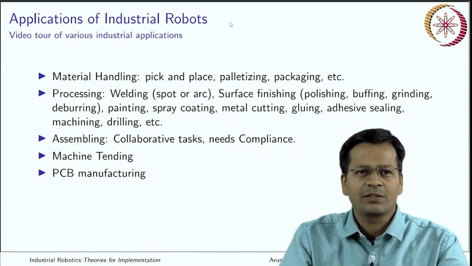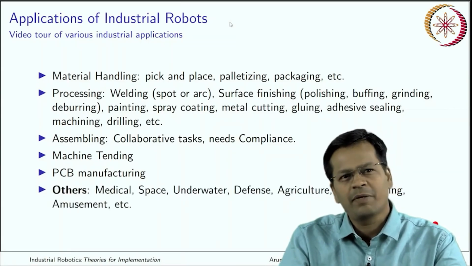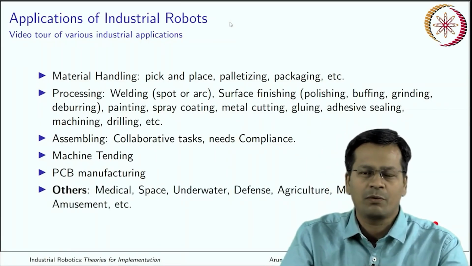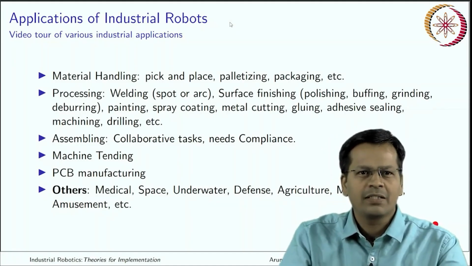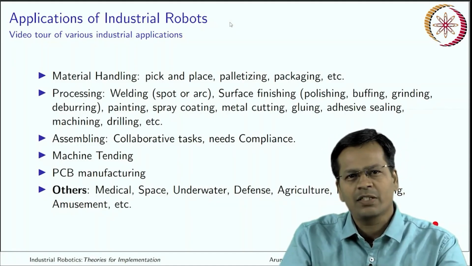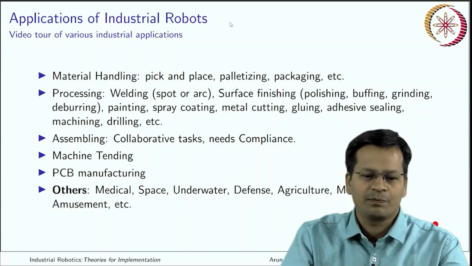Machine tending task you saw, PCB manufacturing. Not just this, there are many other applications where robots have potential to go. We won't discuss much on them. It is medical, space, underwater, defense, agriculture, movie making and amusement that you saw.